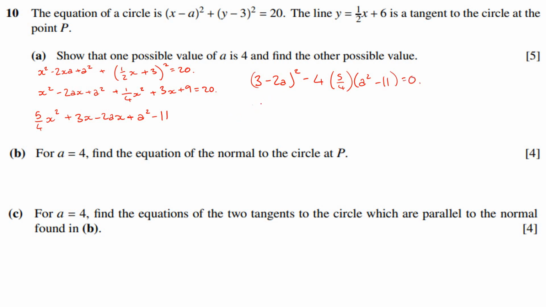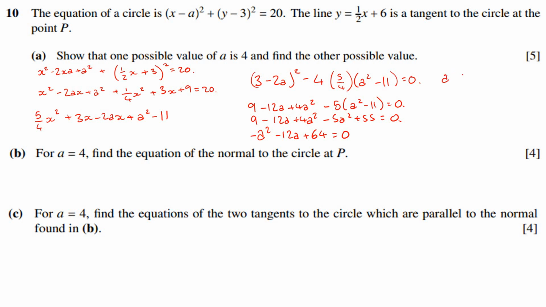Alright, cool, so this will be 9, subtract 12a plus 4a squared, subtract 5 lots of a squared minus 11 equals 0. 9 subtract 12a plus 4a squared minus 5a squared plus 55 equals 0. Okay, so this can come out as negative a squared minus 12a plus 64 equals 0. Let's tidy it up a little bit. A squared plus 12a minus 64 equals 0.